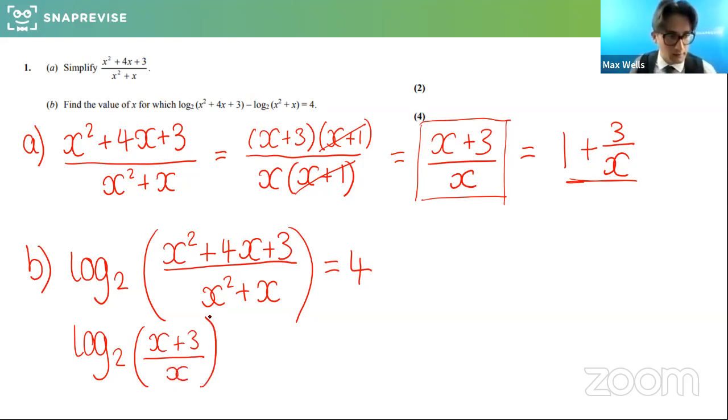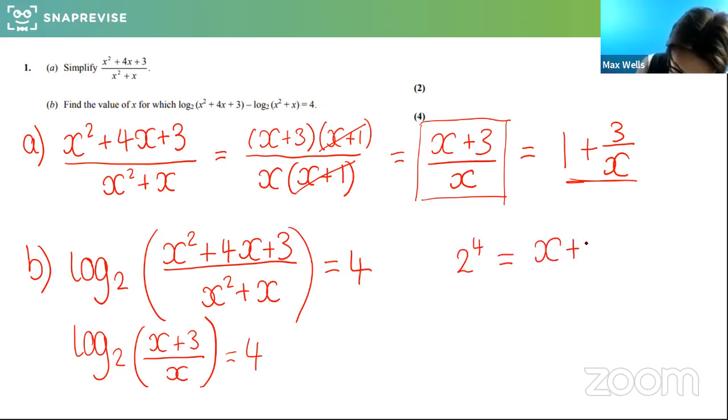Okay. And so what we can do here is to undo a log, we basically can do the power: 2 raised to the power of 4 equals what's in the logarithm. And I can see that some of you have recognized this already as the skill we're going to use here. So 2 to the 4, which is 16, must be equal to x plus 3 over x.